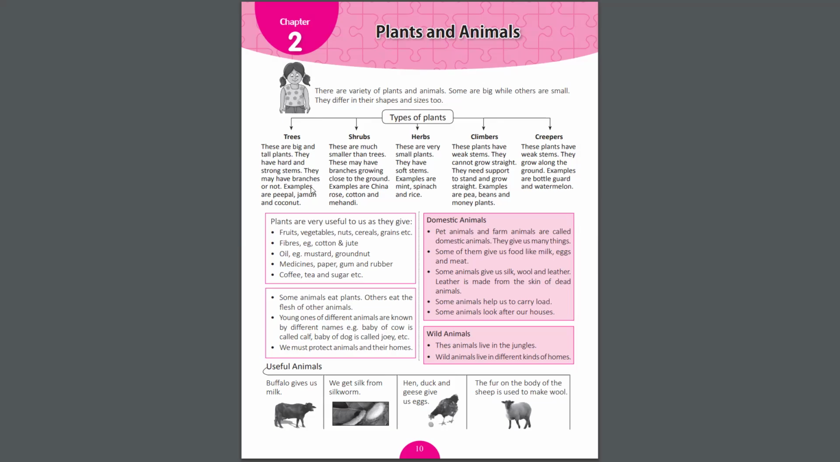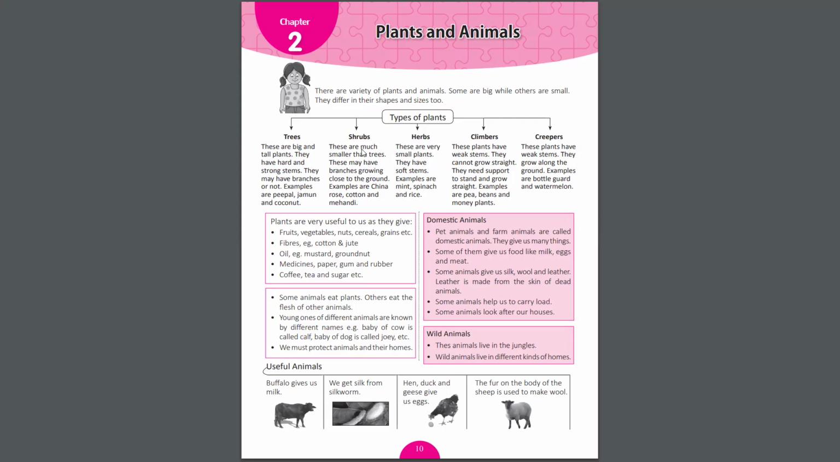So sometimes they have branches. If the tree is small, it might not have many branches, but a big tree always has a lot of branches. Examples are peepal, jamun, and coconut.